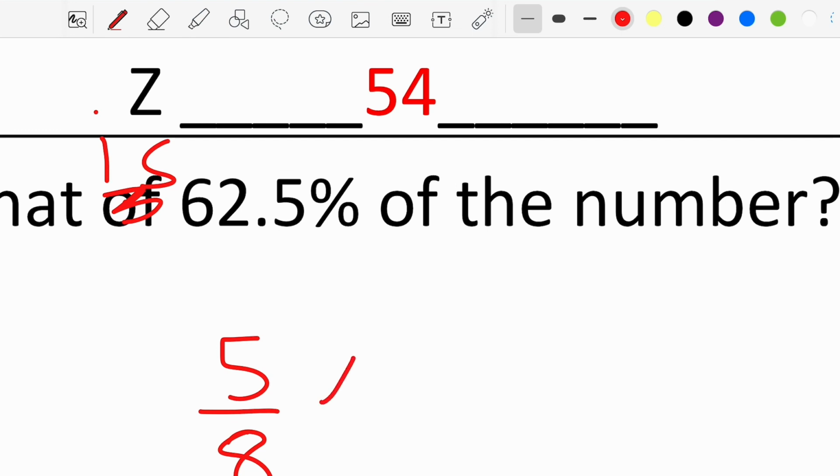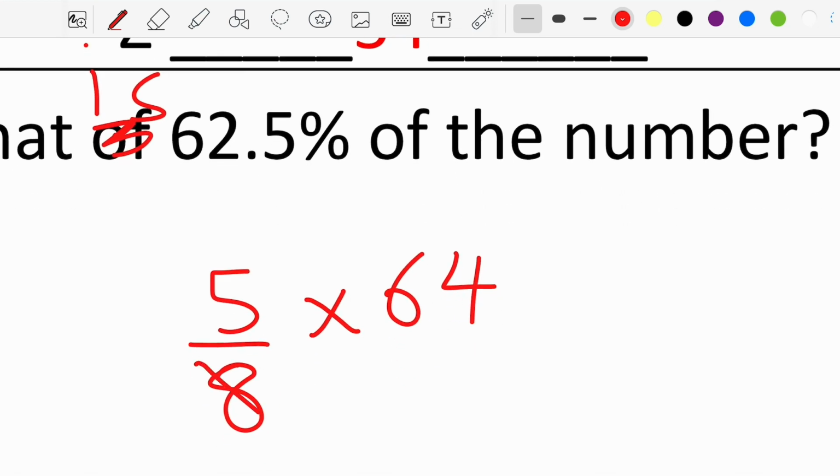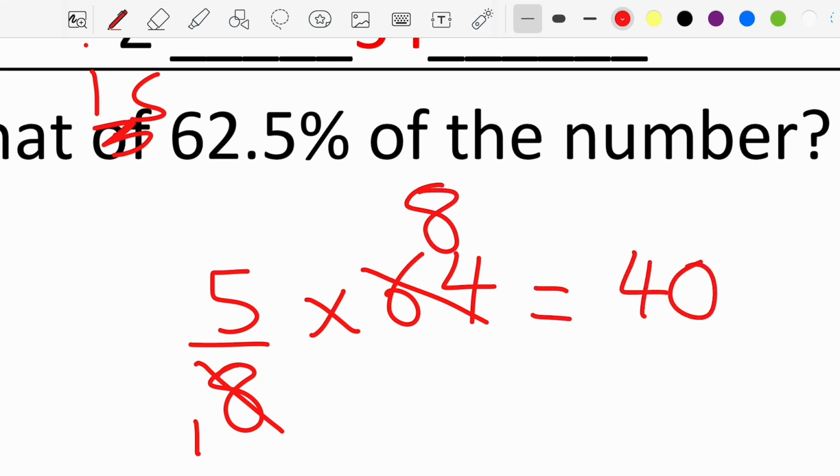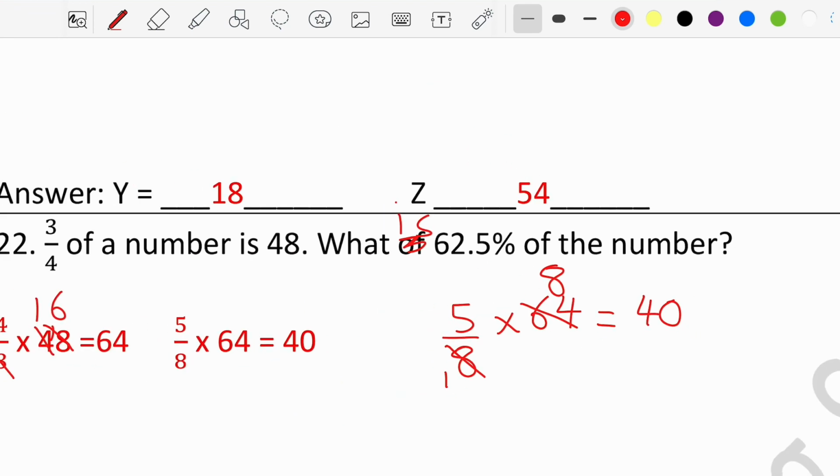5/8 of the number, we worked out the number to be 64. 8 into 8 is 1. 8 into 64 is 8. 5 times 8 is 40. So your answer is 40.